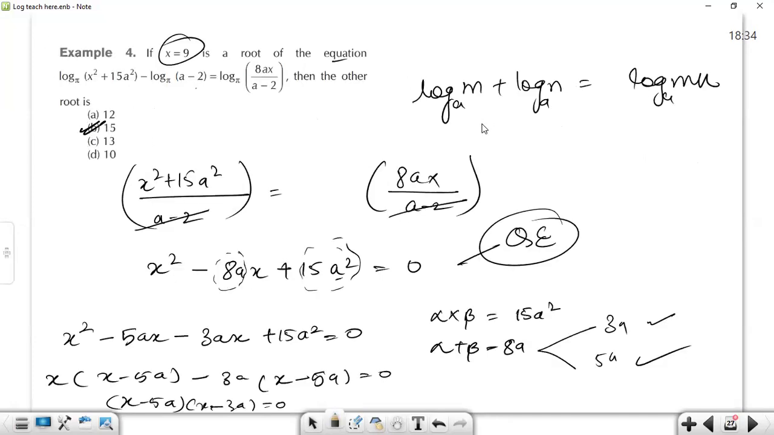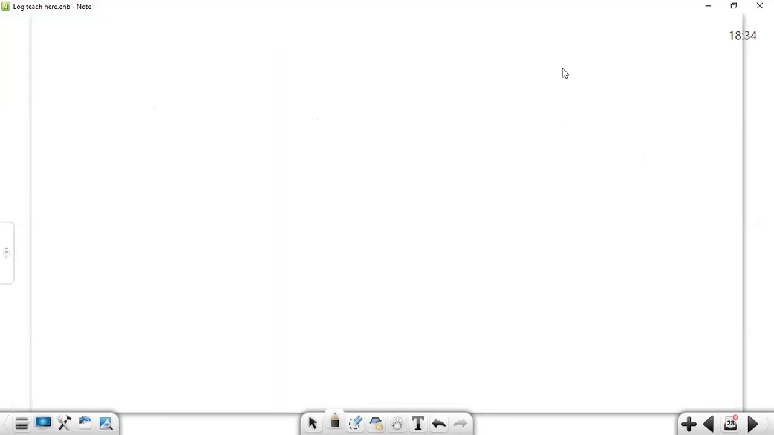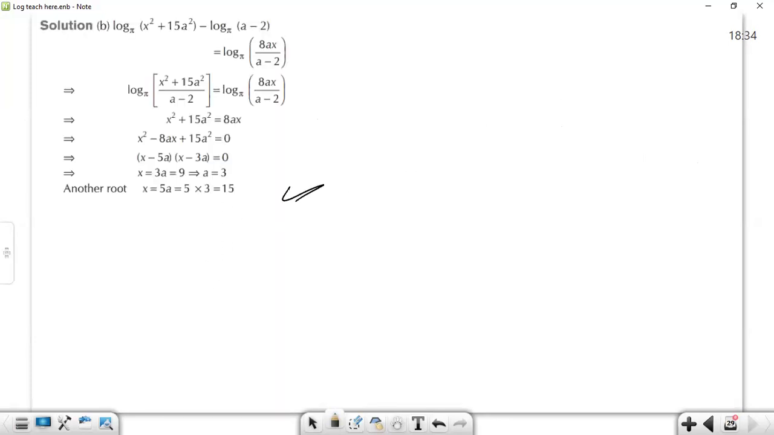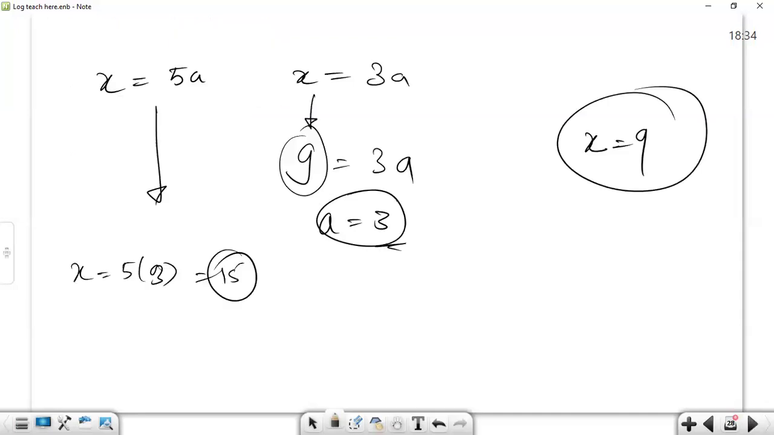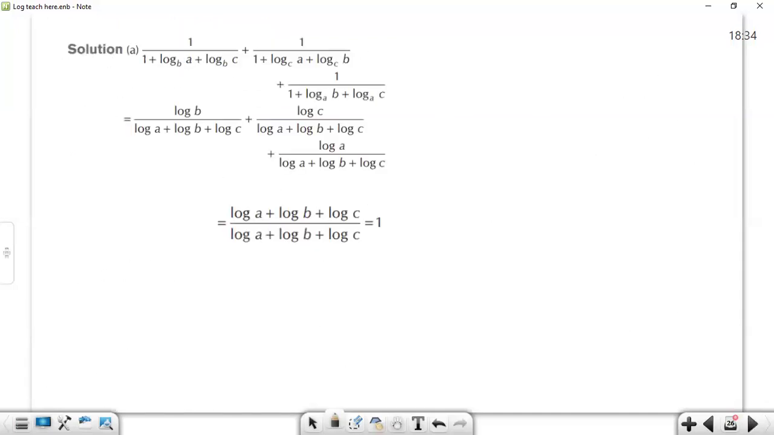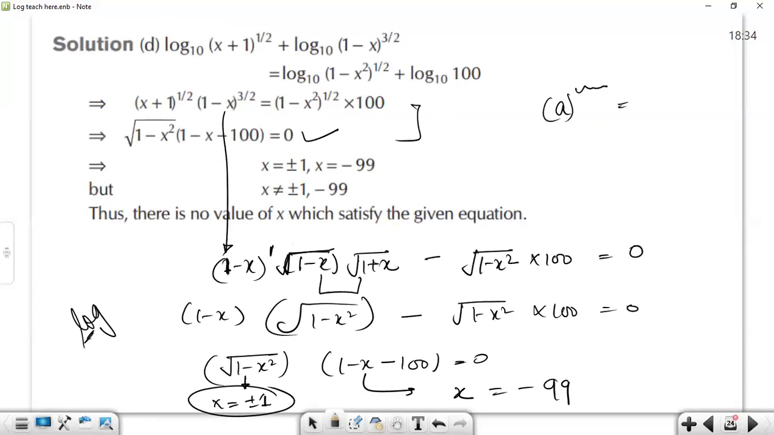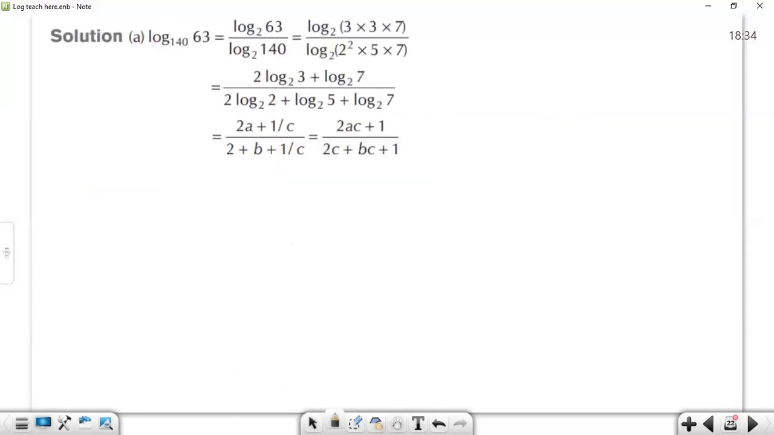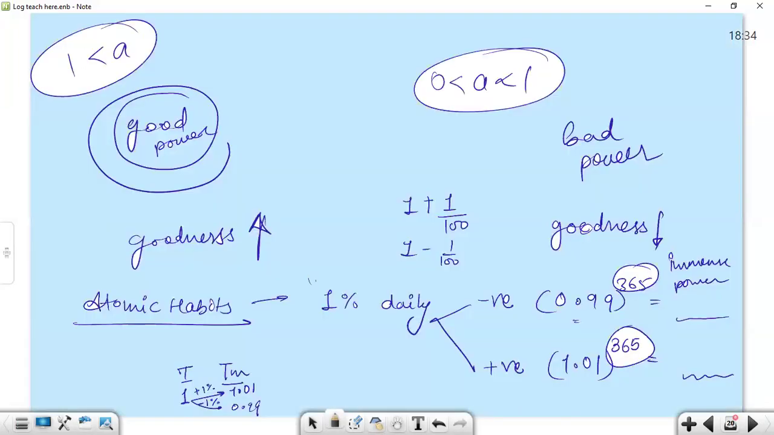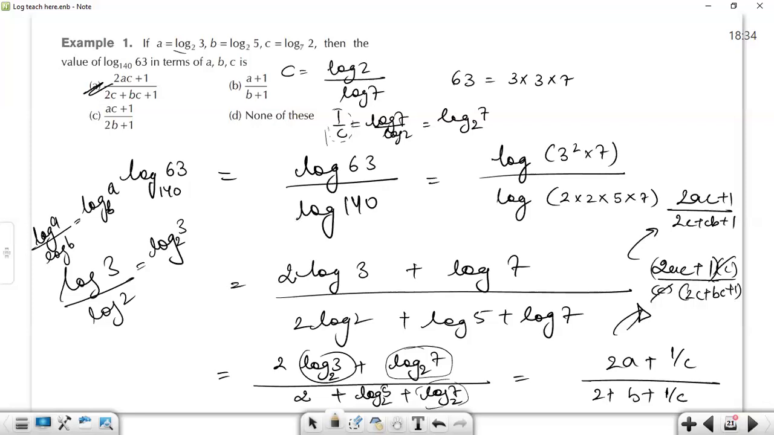Is this question clear? Yes, sir. So this is the solution. And there are no more examples right now in this slide. Any other questions regarding logarithm? No, sir. So let's move on to other slides then.